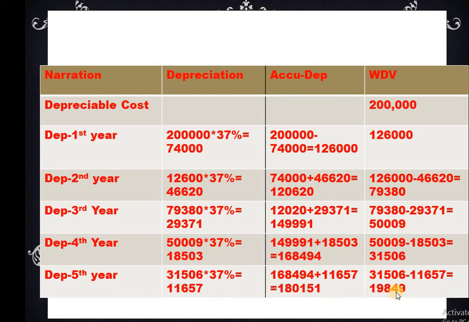I have explained in the previous slide how to calculate the rate. I believe that through this lecture, this topic, this tutorial, all your confusions regarding the reducing balance method will be cleared.